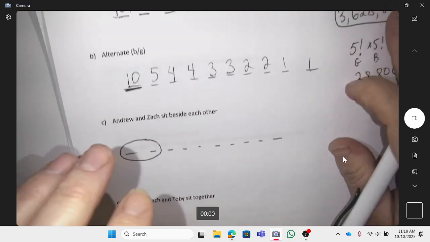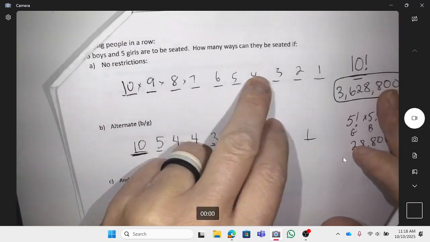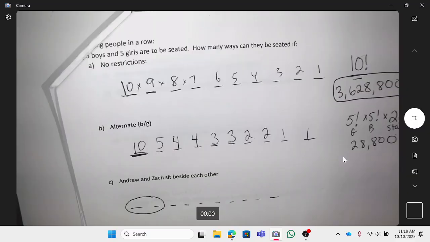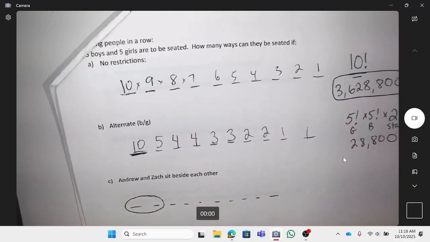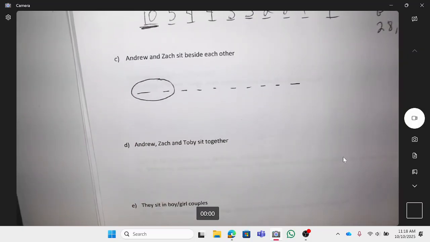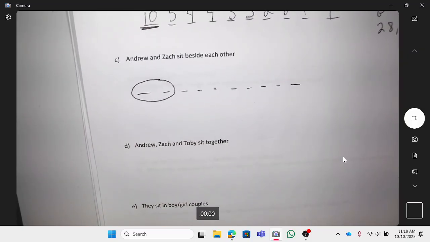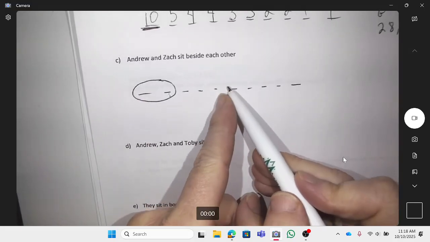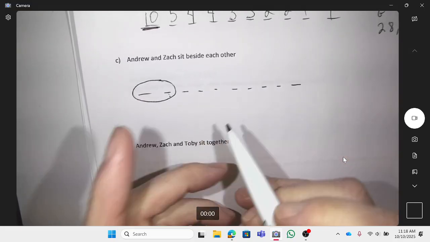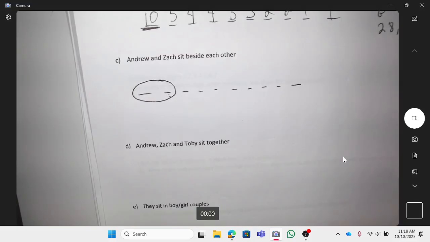Okay, so if we go back up to the top, this one we had 10 people moving around. Okay, does that make sense? That's what we were doing. We had 10 people, we can move them around anywhere. So if Andrew and Zach have to sit beside each other, it's almost like we're putting them as just one person. Because when we move them, if we want to move them to the middle, they have to move together to the middle. Okay, so it's treating them like one person right now.